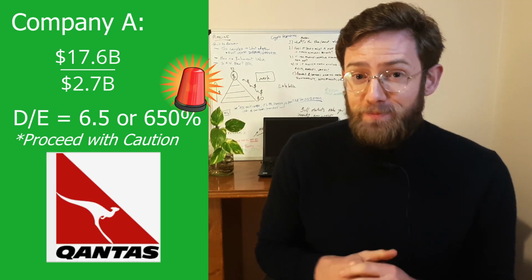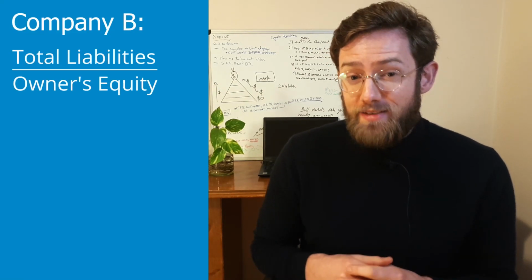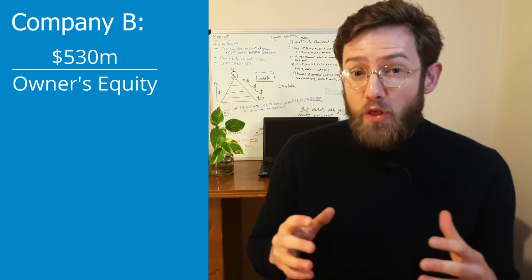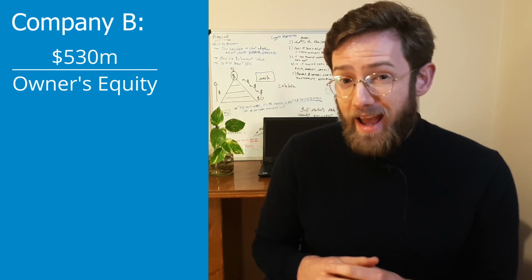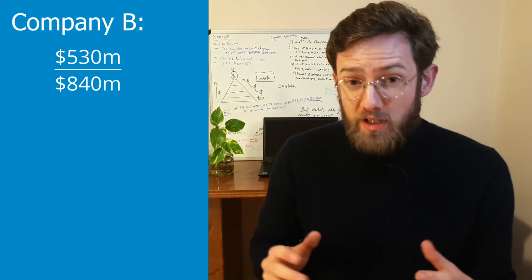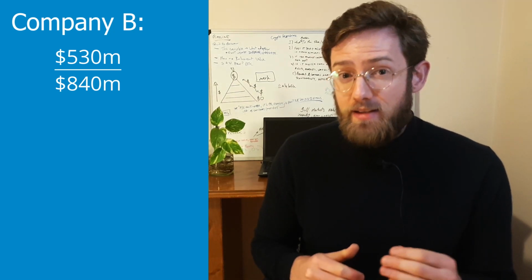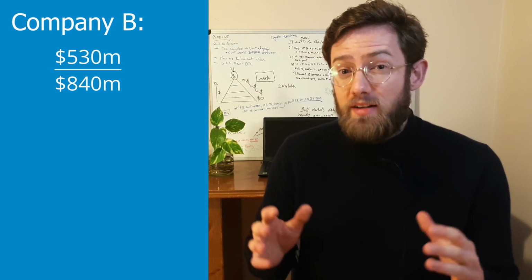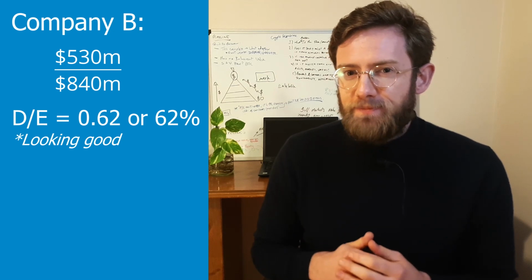The company that I'm talking about here is Qantas. Now, company number two has around $530 million of total liabilities and $840 million of owner's equity, giving it a debt to equity ratio of around 0.6 or 0.62 from memory.